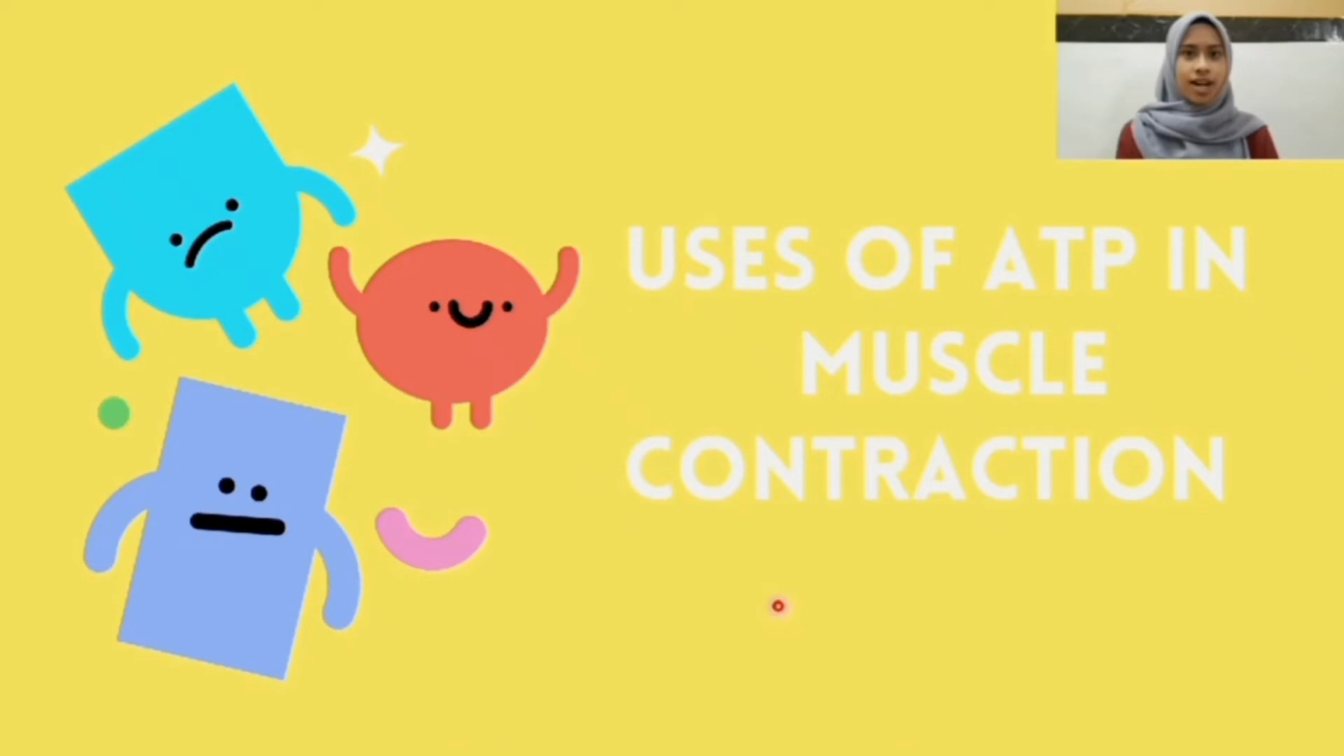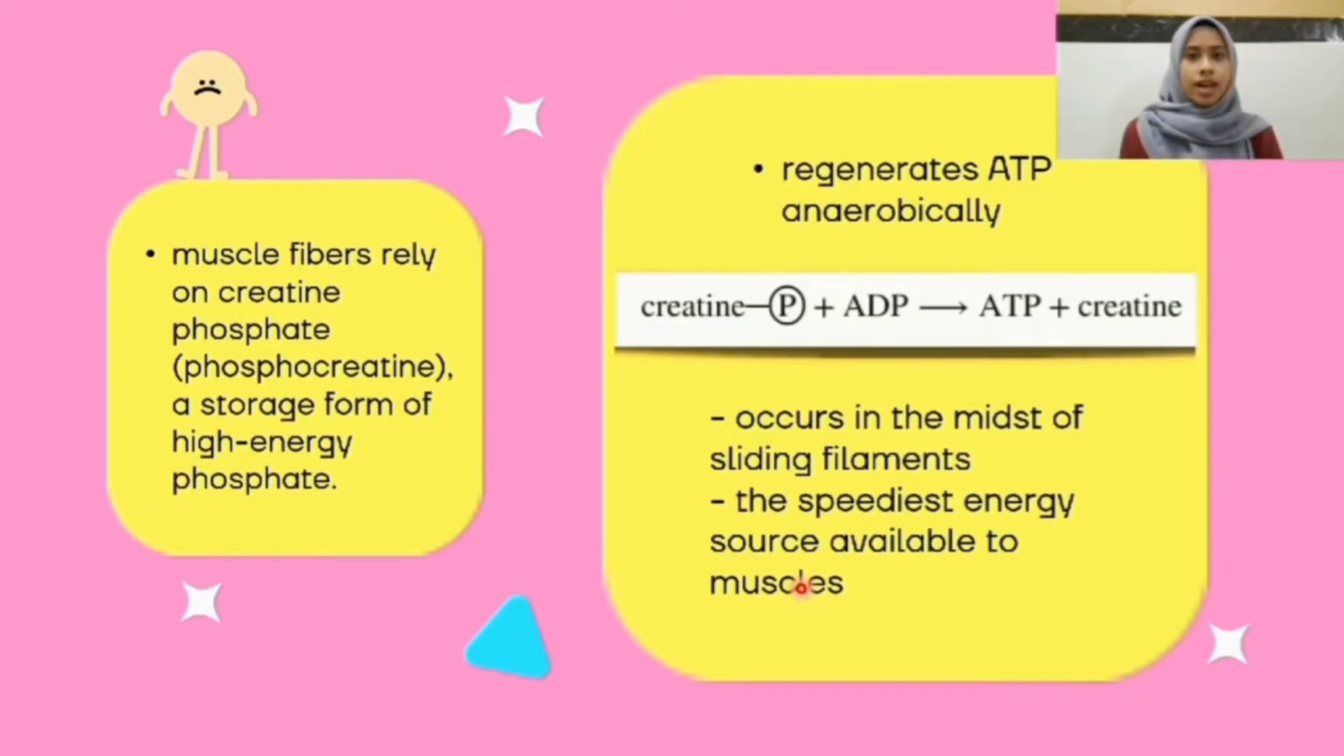Hello, my name is Hawa binti Azan and my metric number is AS12696. I will explain about the uses of ATP in muscle contraction. ATP provides the energy for muscle contraction.